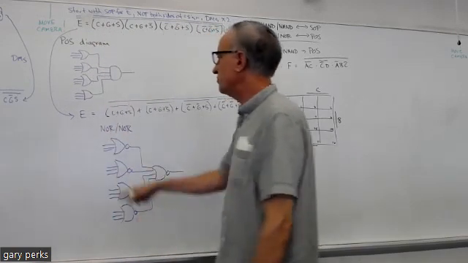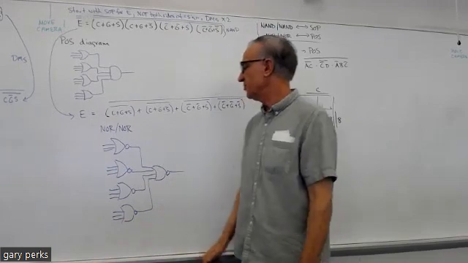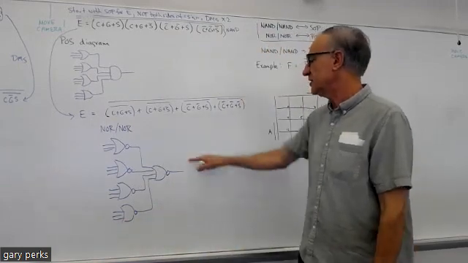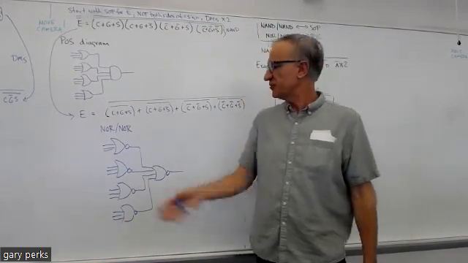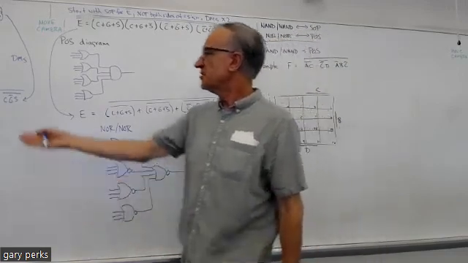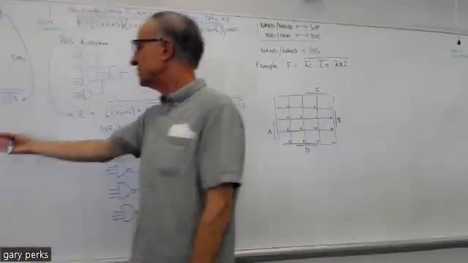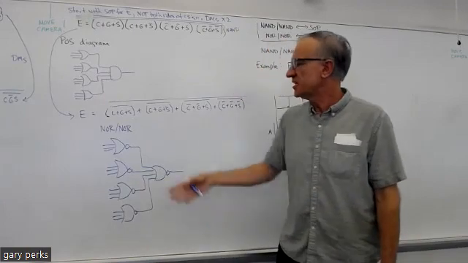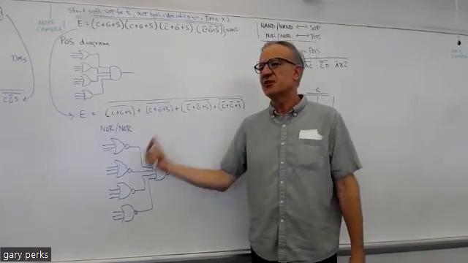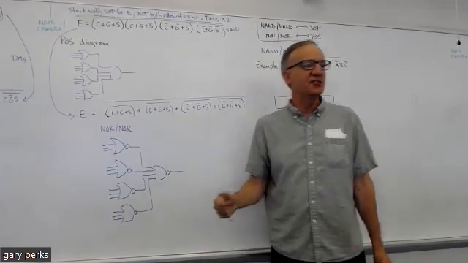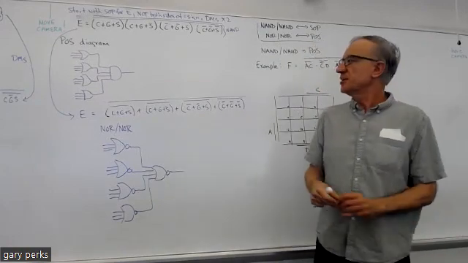I'm not filling everything out, but you could put the input values here, and you could put F or E here for the output. Okay, that's what the circuit looks like. It's called NAND NAND because it's NAND gates feeding into a NAND, and it's called NOR because it's all NOR gates feeding into a NOR.